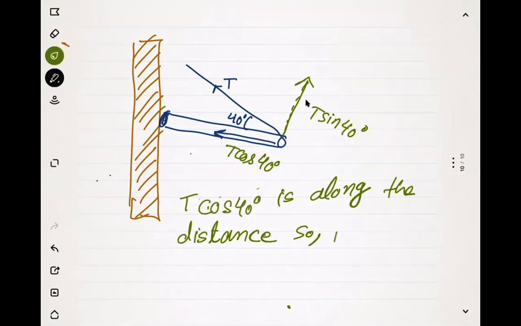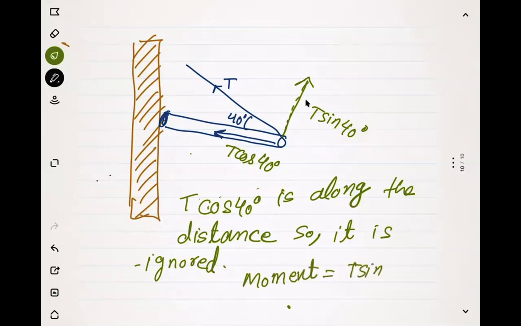T cos 40 is along the distance, so it is ignored. The moment will be due to T sine 40. So moment will be equal to T sine 40 times the length of the rod. So this is the moment caused by the tension, and in this manner you can calculate that.